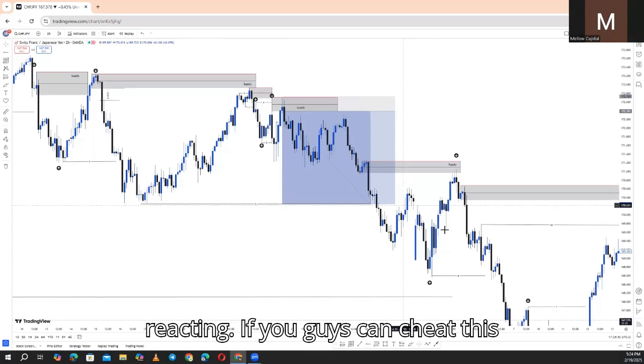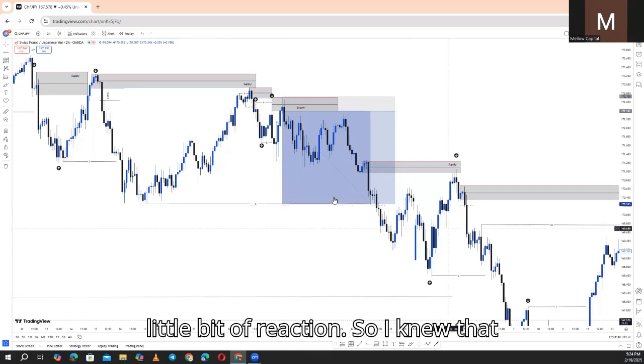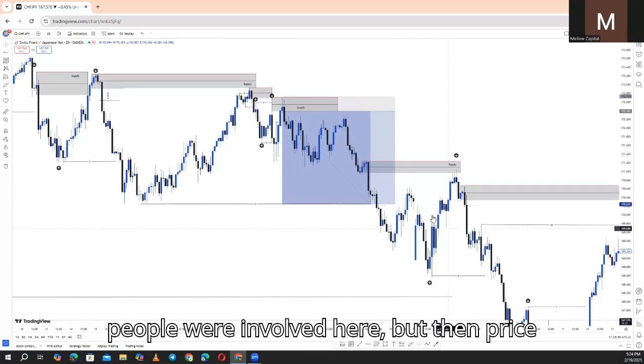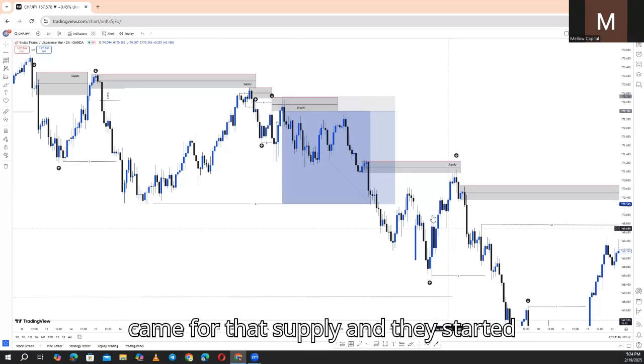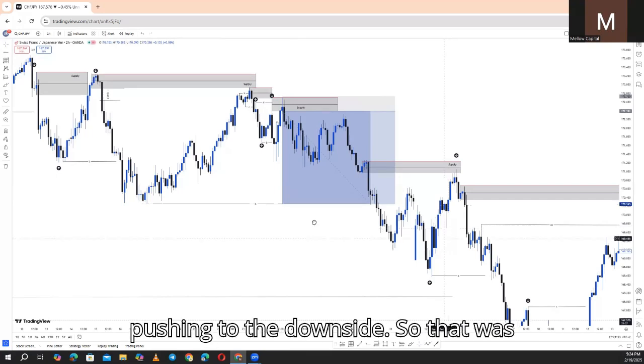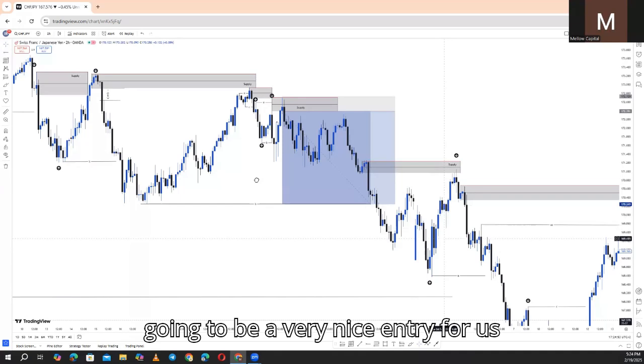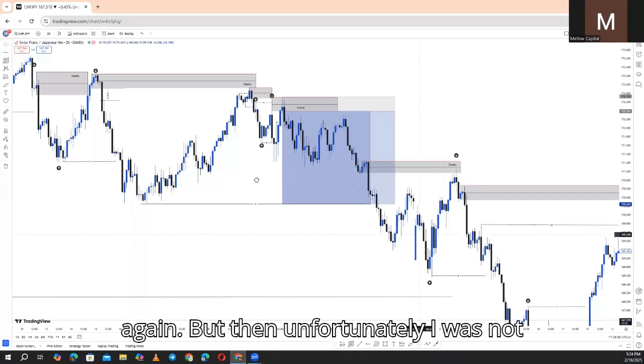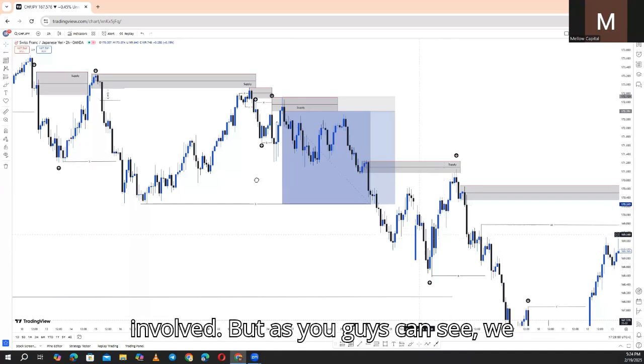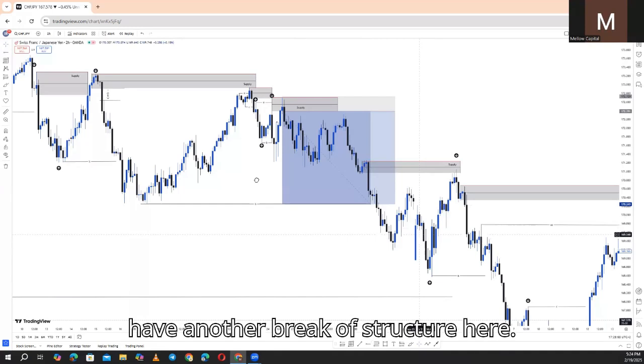If you guys can see this little bit of reaction, I knew that people were involved here. But then price came for that supply, and they started pushing to the downside. So that was gonna be a very nice entry for us again. But then unfortunately, I was not involved. But as you guys can see, we have another break of structure here.